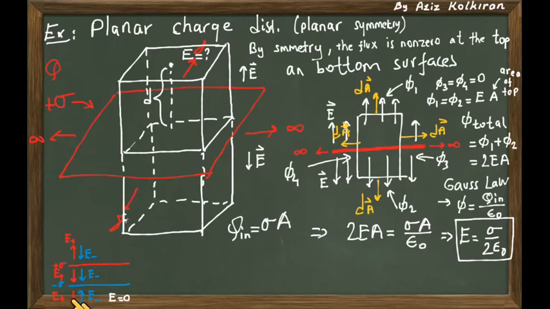The electric fields are in opposite directions in there, but in between, the electric fields produced by both planes are in the same direction. If you add them, you will have 2 times sigma divided by 2 epsilon 0, which will give you sigma divided by epsilon 0 as the electric field strength between two planes which are oppositely charged with the same strength. Okay, so this is an immediate application of the planar symmetry of Gauss's law for calculating the electric field between two oppositely charged planes.